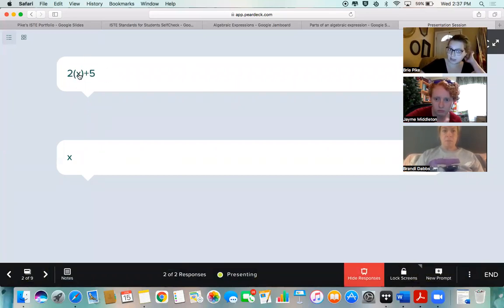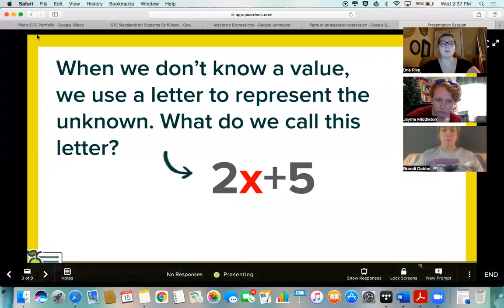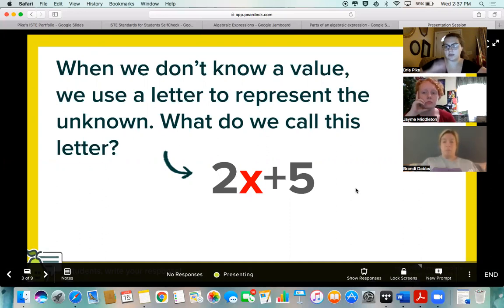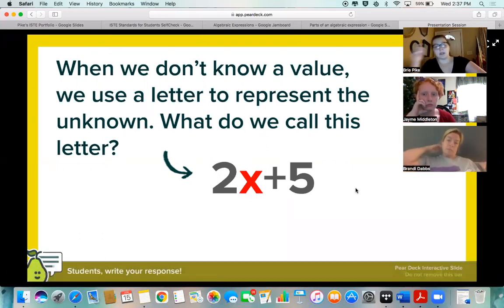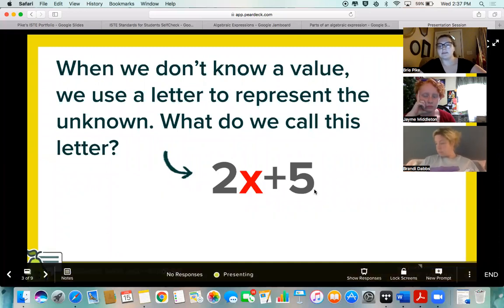We would replace the 3 that was in the parentheses with an x because we don't know what that number is. So we use the x to stand in for it, right? So when we don't know a value, we use a letter to represent the unknown. That's what we just talked about, right? So this is the answer you gave me, 2x plus 5. What do we call x? What's x's official name? And I think you can answer this one too on your screen.